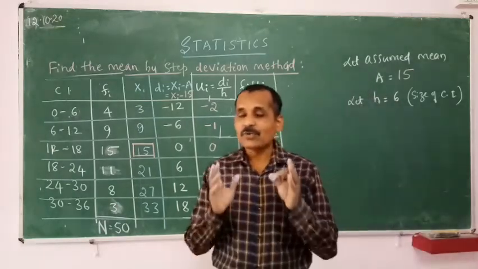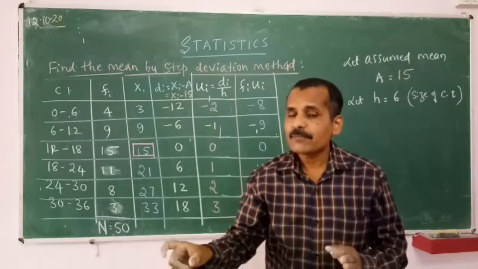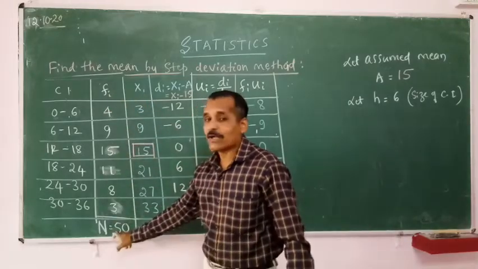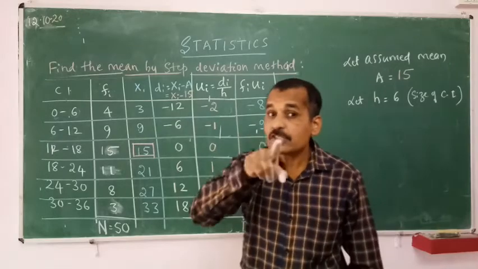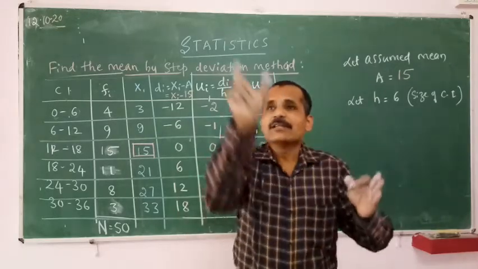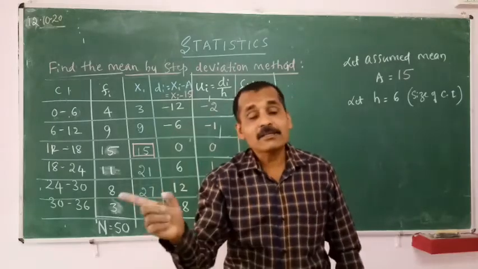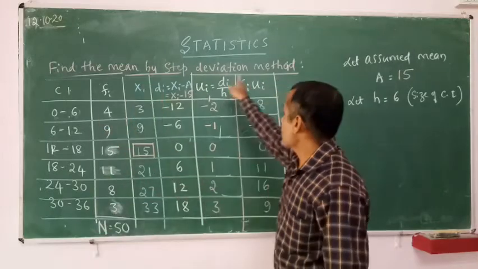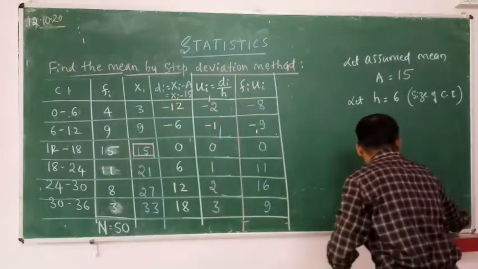My dear children, I have told you which two columns should be added. For any problem, frequency has to be added, and you have to add the last column. See, in my first method the last column was FIXI, and you added it. In the second method, the last column was FIDI, and you added it. Now the last column is FIUI, and I am going to add it.